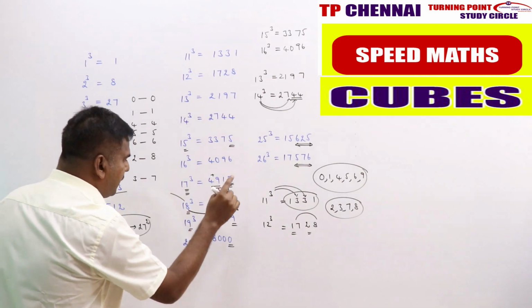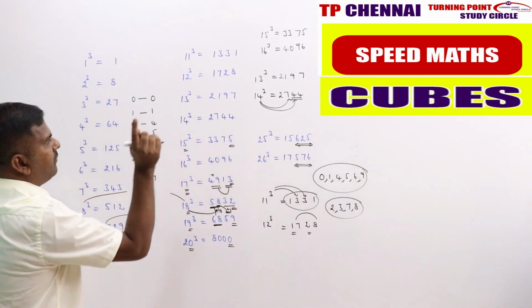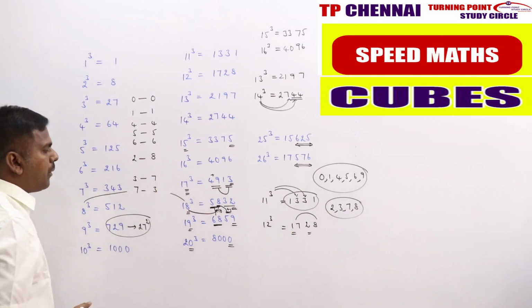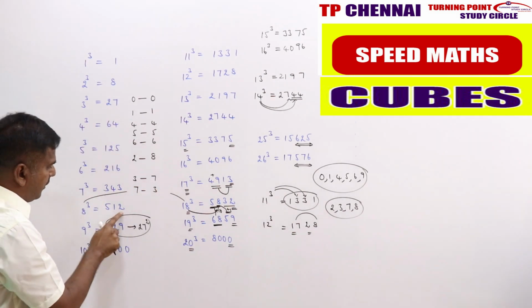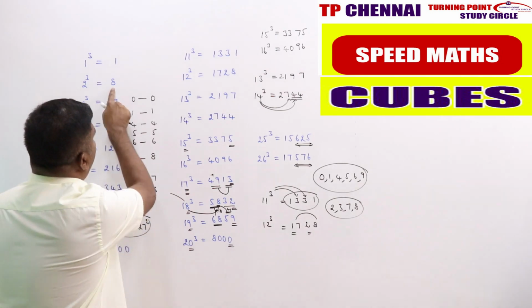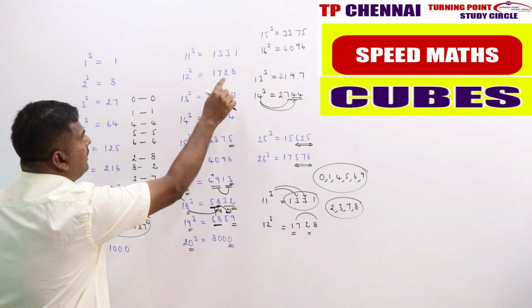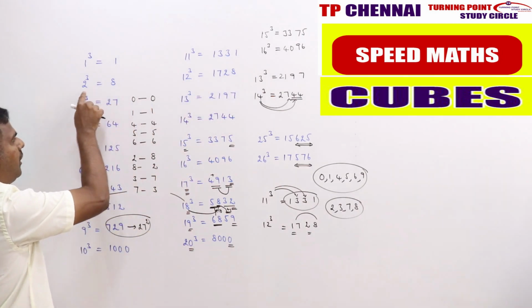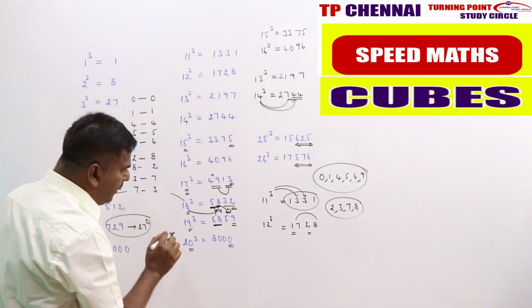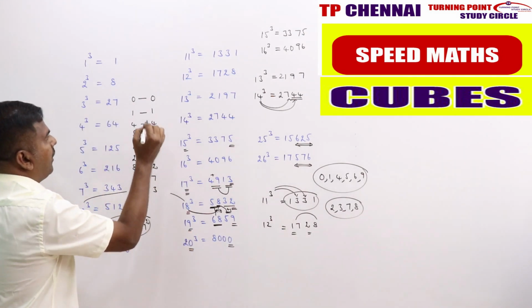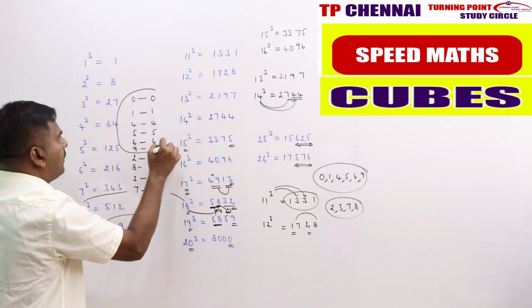If a number is ending with 7, the cube root will be ending with 3. If a number is ending with 8, the cube root will be ending with 2. If a number is ending with 9, the cube root also ends with 9. So 9, 9.